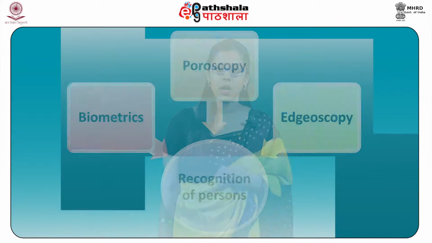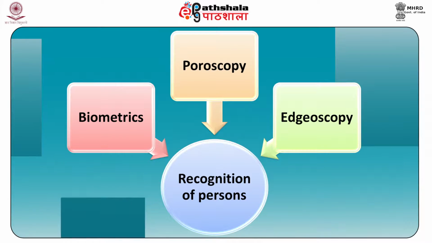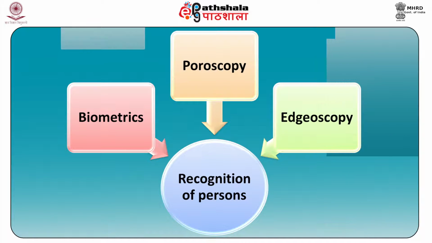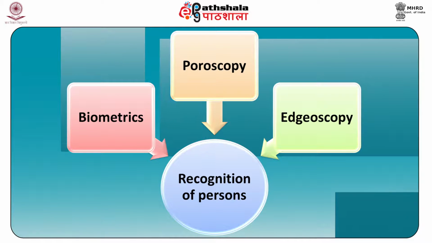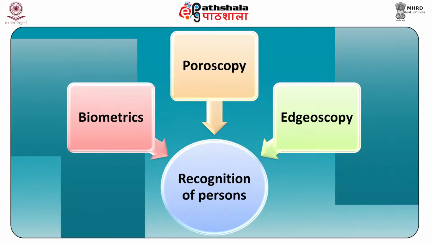The science of biometrics has been developing approaches that can be used to automatically identify individuals by personal characteristics. Biometrics, poroscopy and edgeoscopy are usually concerned with the recognition of a person based on their physical or behavioral attributes. So far, biometric methods have chiefly been used to assure identity.